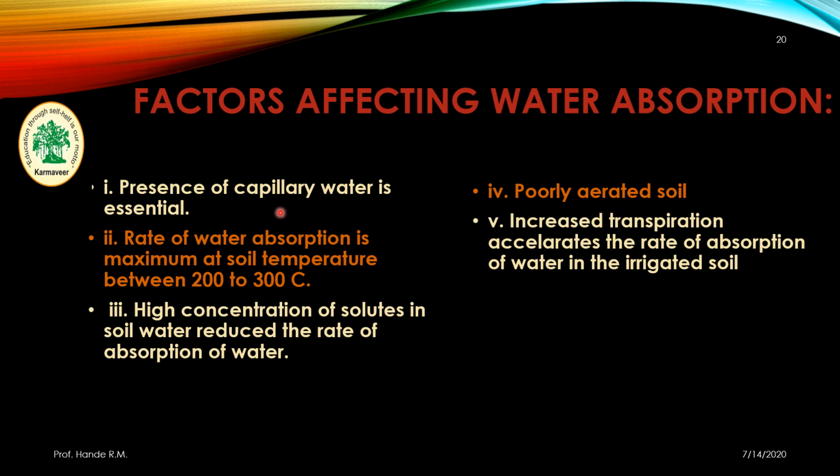Capillary water must be present for water absorption. The rate of absorption is maximum at soil temperature between 20 to 30 degrees Celsius. A high concentration of solute in soil reduces the rate of absorption of water. Poorly aerated soil shows a poor absorption rate, and increased transpiration accelerates the rate of absorption of water in irrigated soil. These are the factors which affect water absorption.